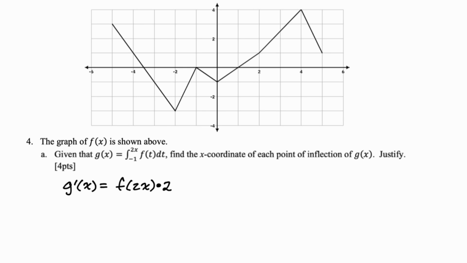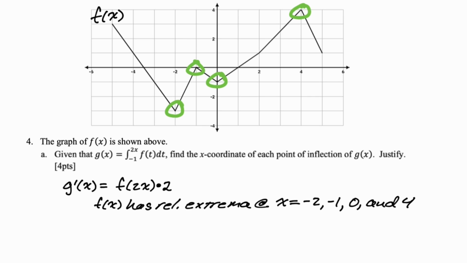We get this. All right, now, we're definitely looking at the graph of f. So we're going to have to connect that to f of 2x in a second, but let's just worry about f. If f was the derivative, where would there be points of inflection? Well, they'd be at the relative extrema. So here, here, here, and here. So at -2, at -1, at 0, and at 4. All right, so I'm going to say that f of x has relative extrema there. There we go. Now, actually, g prime is f of 2x times 2.